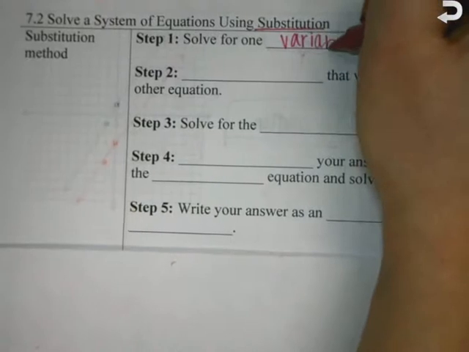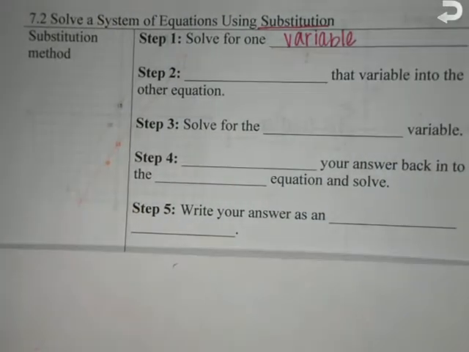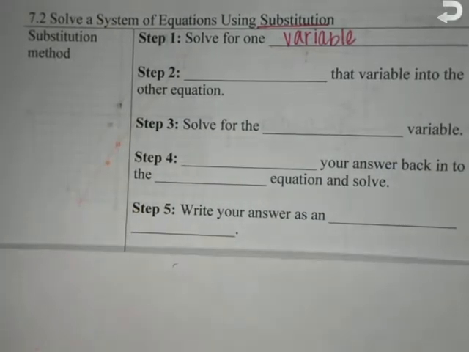So for step one, we need to first solve for one of the variables. So step one, you are going to solve for one variable. Just one. So we're going to either get y by itself or get x by itself, whichever one is easier for us to do.